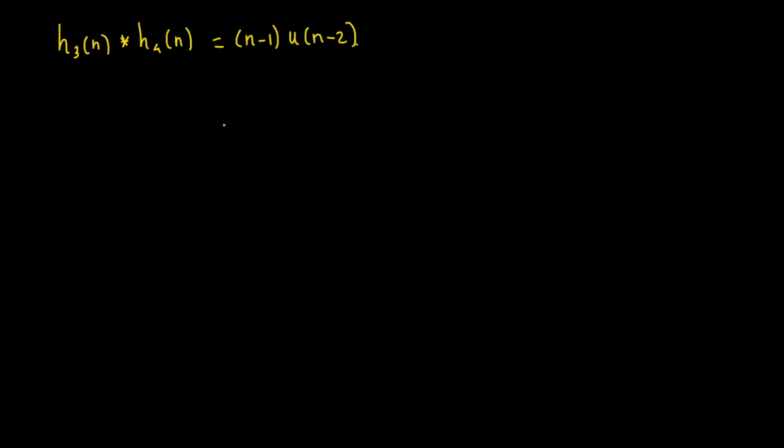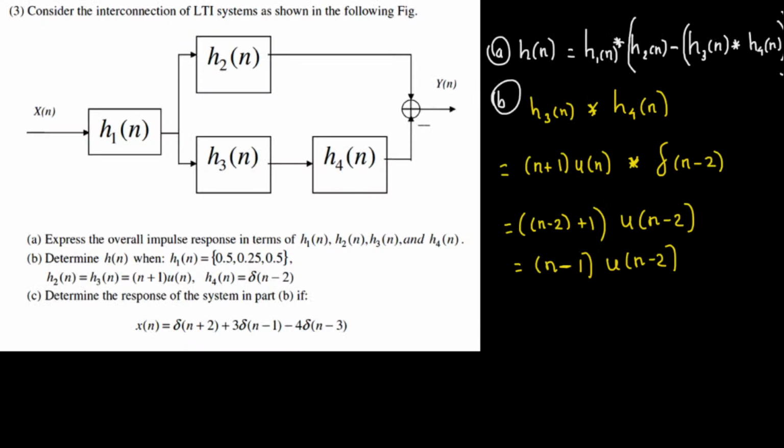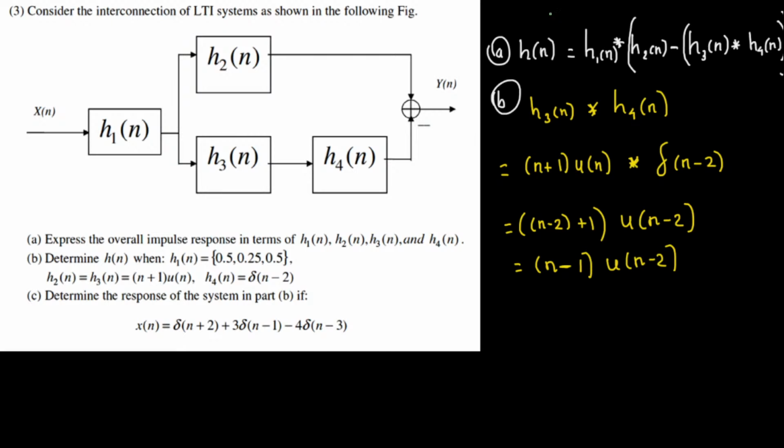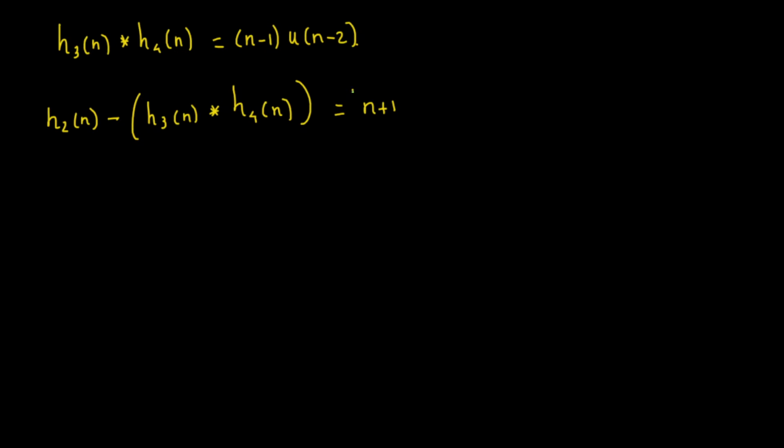Okay, so we have this expression. Now the next thing is we can subtract this one from h2 of n. h2 of n is nothing but (n plus 1) u of n. So if we say h2 of n minus h3 of n convolved with h4 of n, then we know that h2 of n is (n plus 1) u of n, and that minus h3 of n convolved with h4 of n, which is (n minus 1) u of n minus 2.